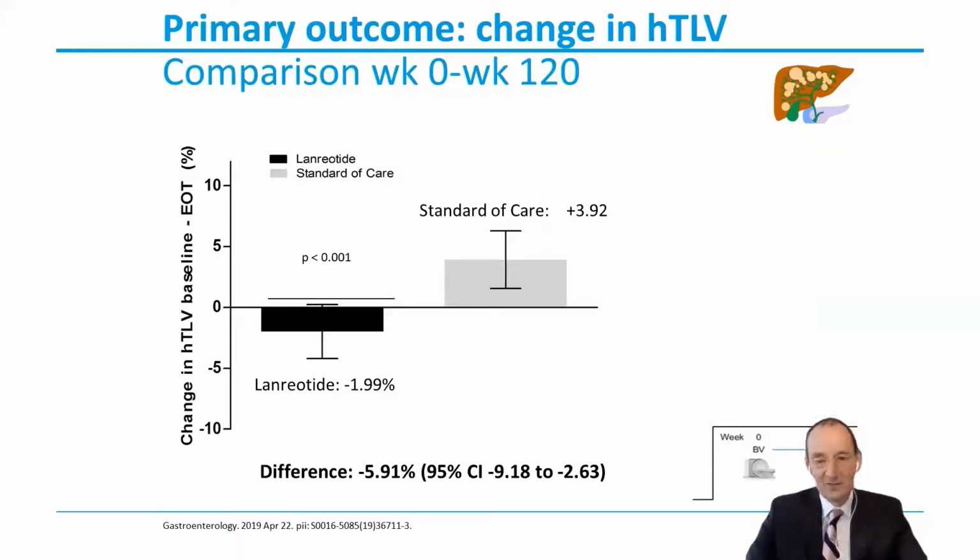If you calculate the differences, you can see there is a decrease in total liver volume after 120 weeks of approximately -2% in the patients on lanreotide compared to plus 3.92% in standard of care, which is a difference of almost 6% in these patients.